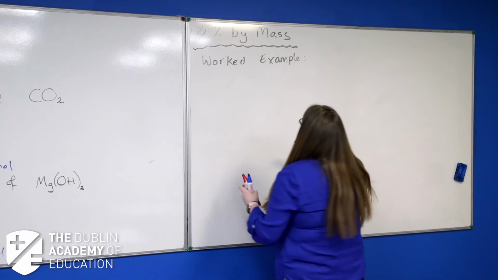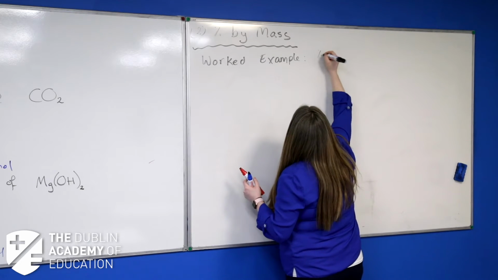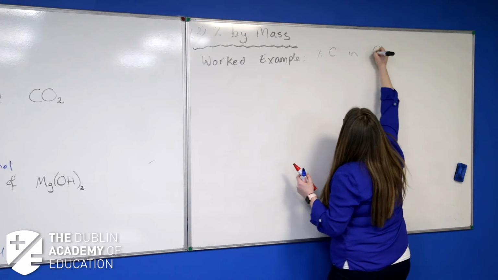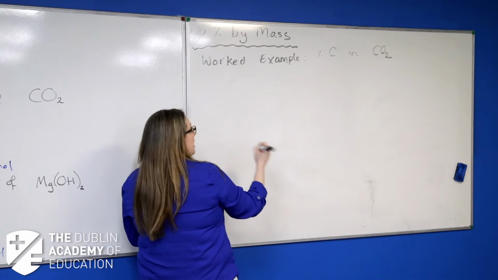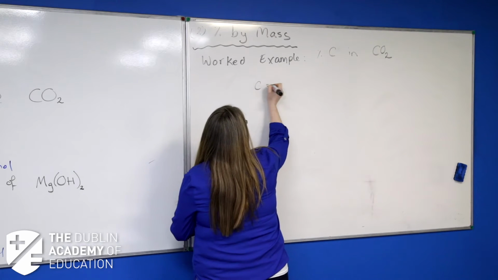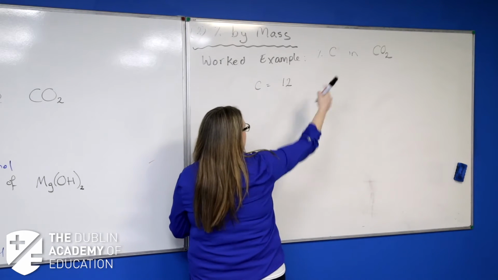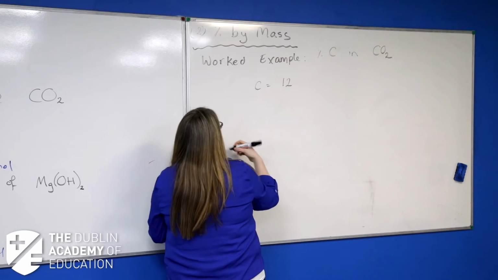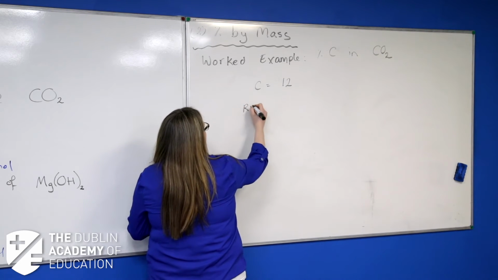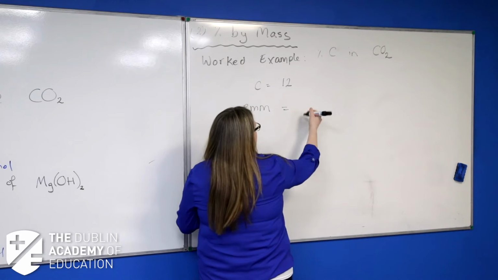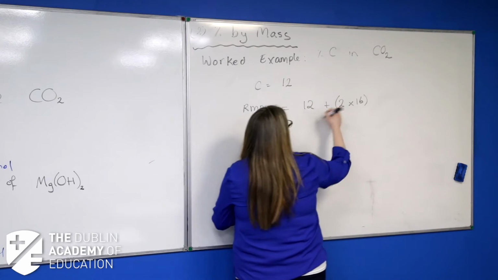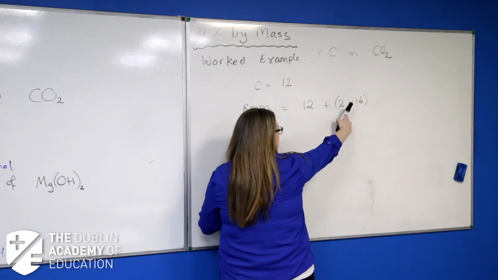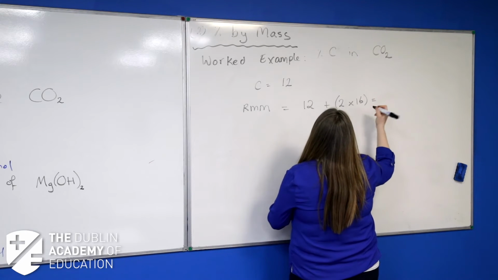If I wanted the percentage of carbon in carbon dioxide, again, work out the mass of carbon. Carbon has a mass of 12. There's only 1 carbon in that, so it's just 12. Our relative molecular mass: this is from carbon, this is from oxygen. It's going to give me 44.